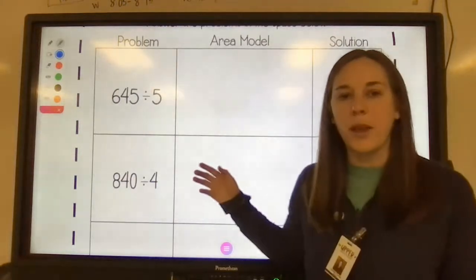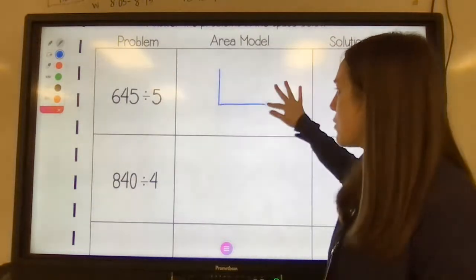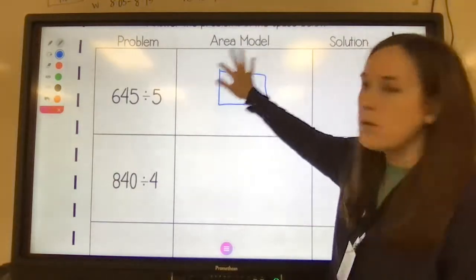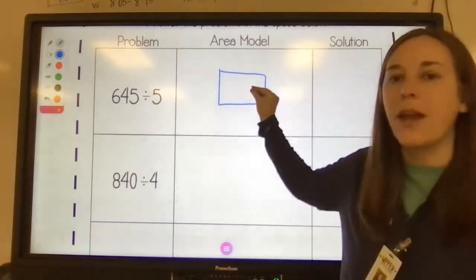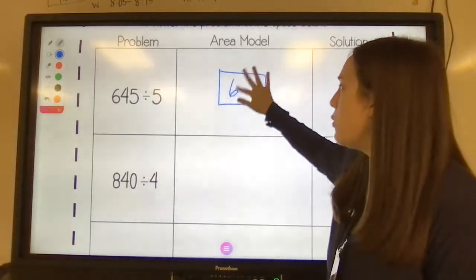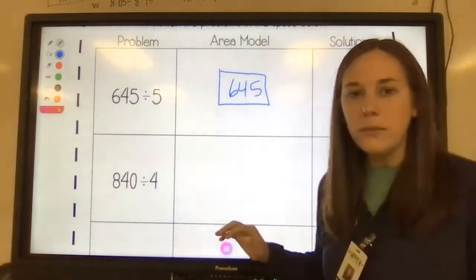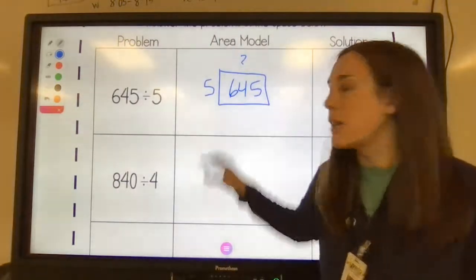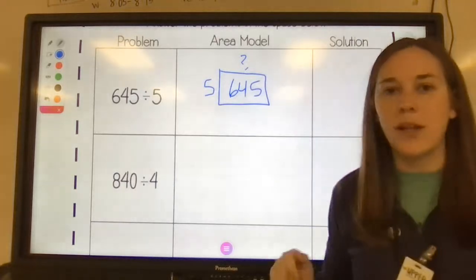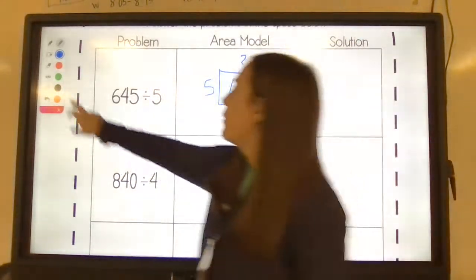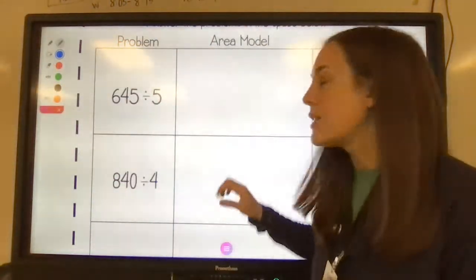So basically, area model division is similar to area model multiplication, but in area model multiplication, we knew the two things on the outside and were looking for the area on the inside. With area model division, we already know what the inside is equal to. We know one side, and we're looking for that other side length. So let's get started.